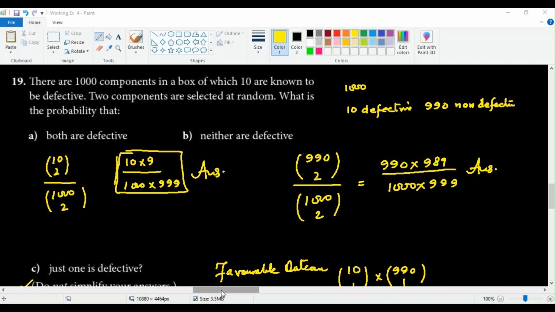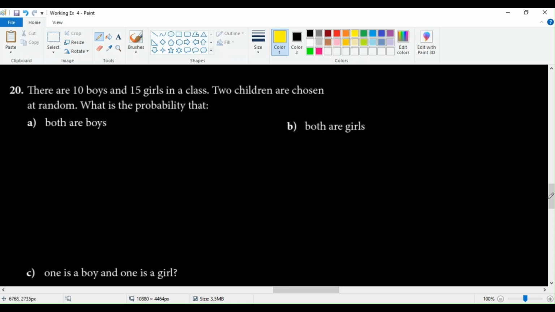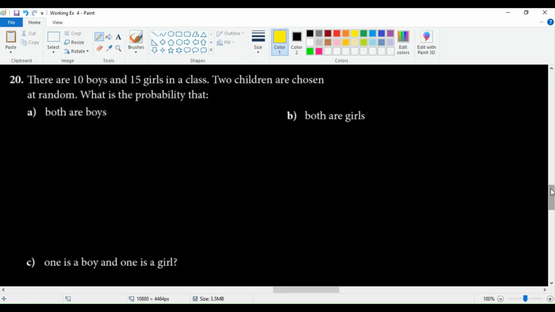Now comes question number 20. In here it says there are 10 boys and 15 girls. So total students are going to be 25. 10 boys plus 15 girls. That means we are talking about 25 students altogether.